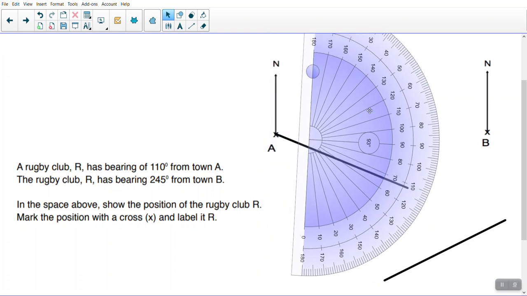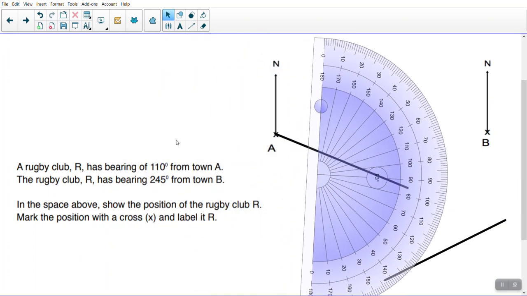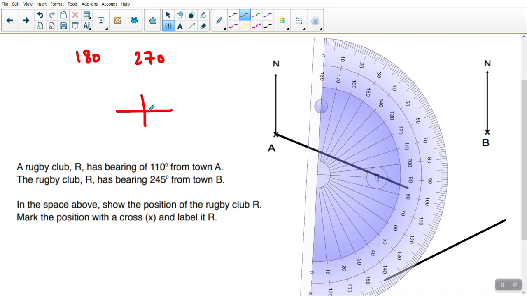Now, the next one is the rugby club has a bearing of 245 degrees from town B. That means from town B, we need to draw 245 degrees. Now remember, 245 would lie between 180 and 270. That means it lies between the south and the west, right? So this is your south and this is your west. Now our protractor does not have 270 degrees. I did not take the full 360-degree protractor. This just measures up to 180.